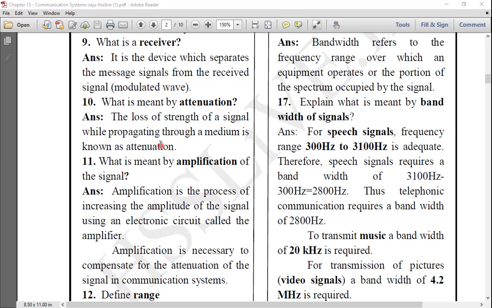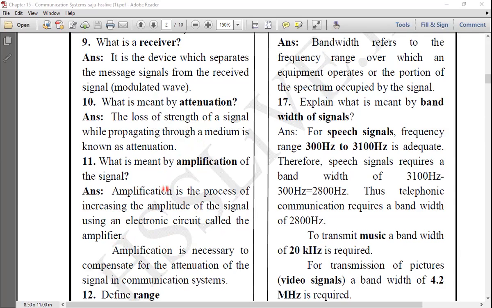We are saying no, range is not there, range is not there, but actually that is what attenuation means. What? The loss of strength of signal. Yes, no. What is meant by amplification of signal? Amplification means what? A process of increasing the amplitude of the signal using an electronic circuit called the amplifier, and amplification is necessary to compensate for the attenuation.